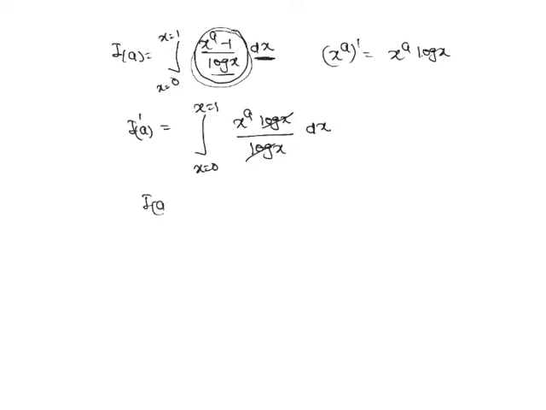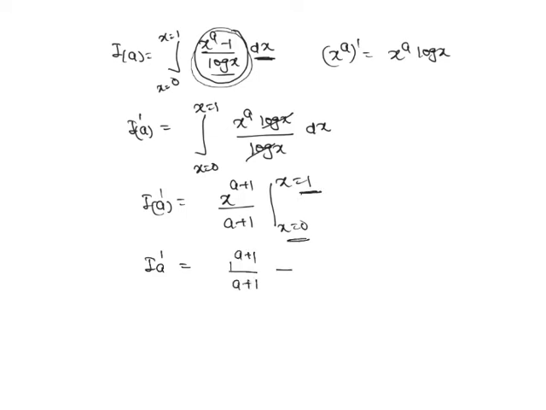So I a dash equals, if I integrate x power a, it becomes x power a plus 1 divided by a plus 1, with limits x equals 0 to x equals 1. If I put x equals 1, we get 1 power a plus 1 divided by a plus 1, minus the value at x equals 0, and 0 power anything is 0. So I a dash equals 1 upon a plus 1.